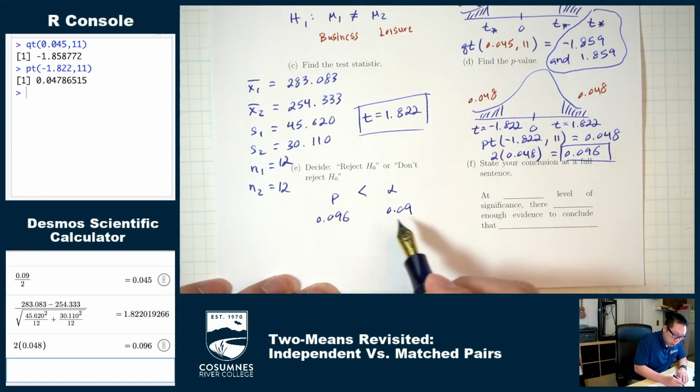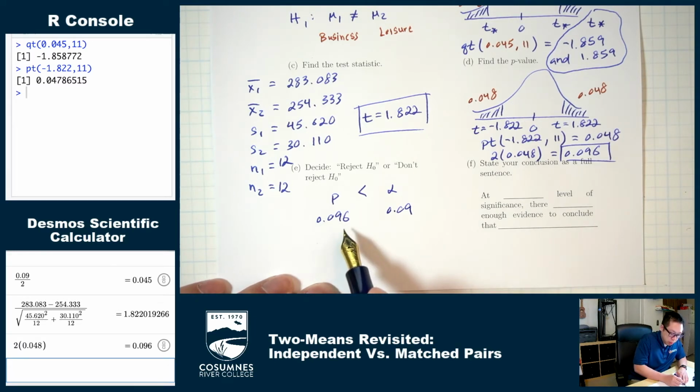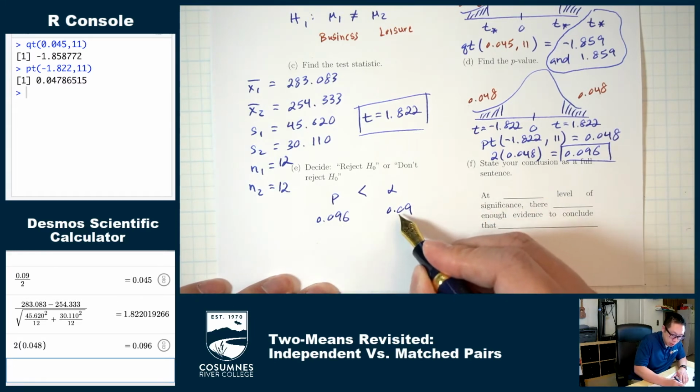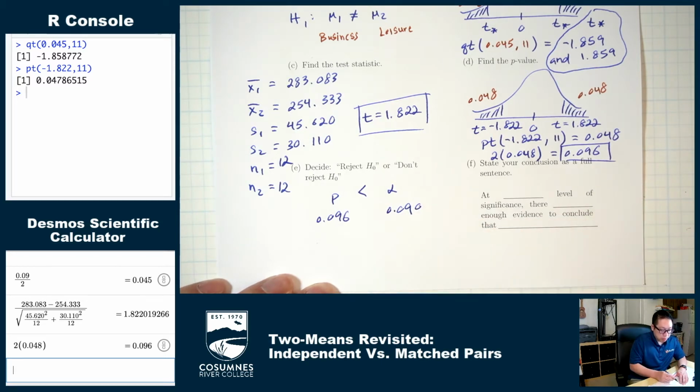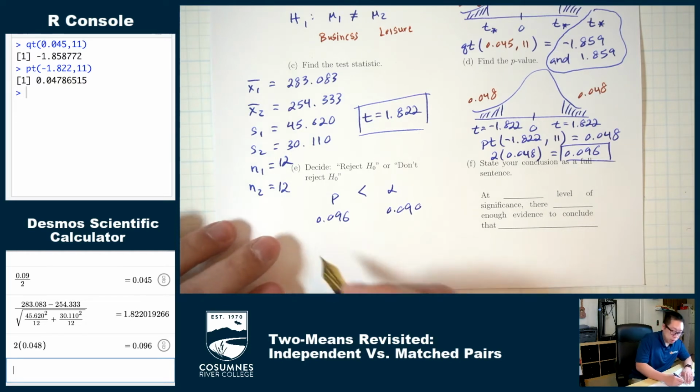If you need to, add zeros to match the number of decimal places. So here we have 3 decimal places. I'm going to add a 0 here. This is really 96 versus 90. It is not less. If it's not less, you don't reject.